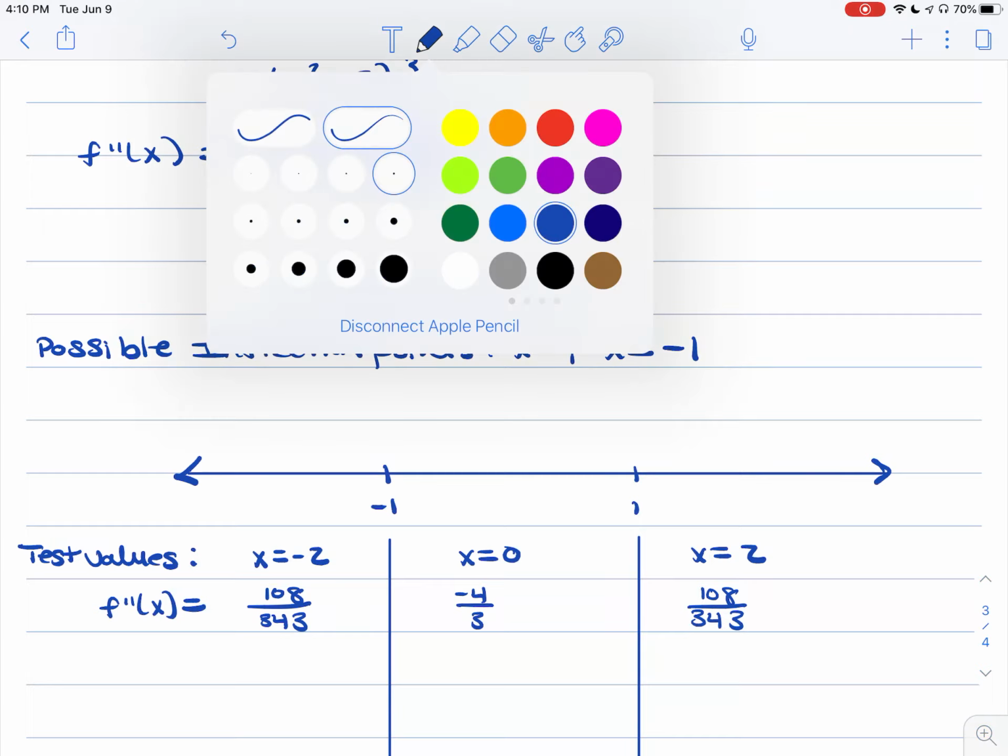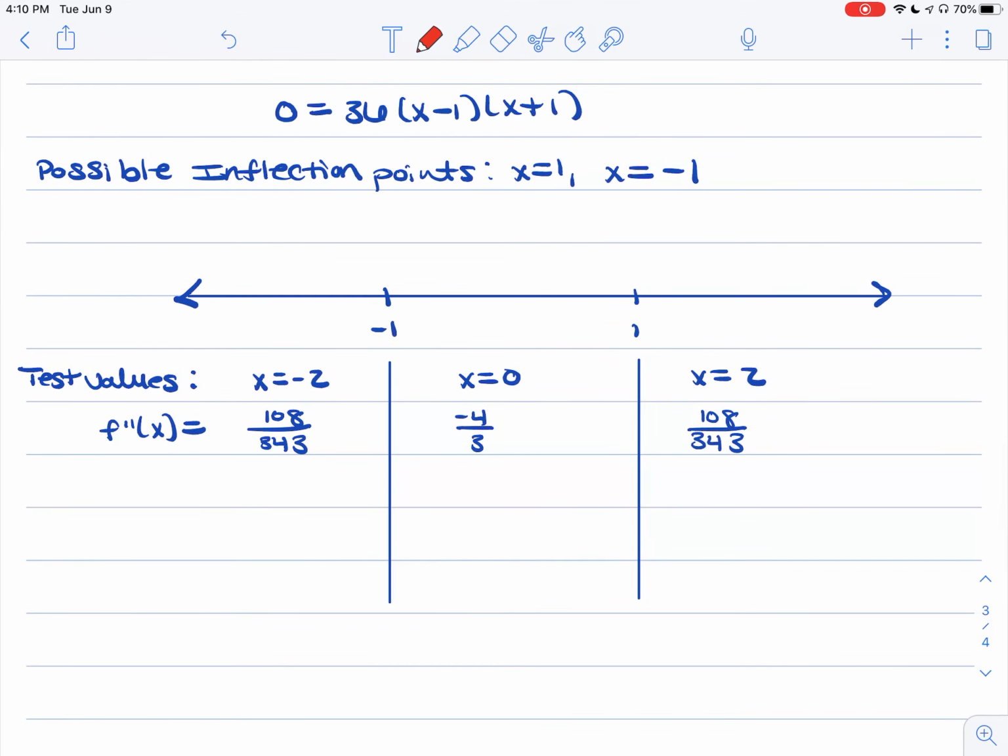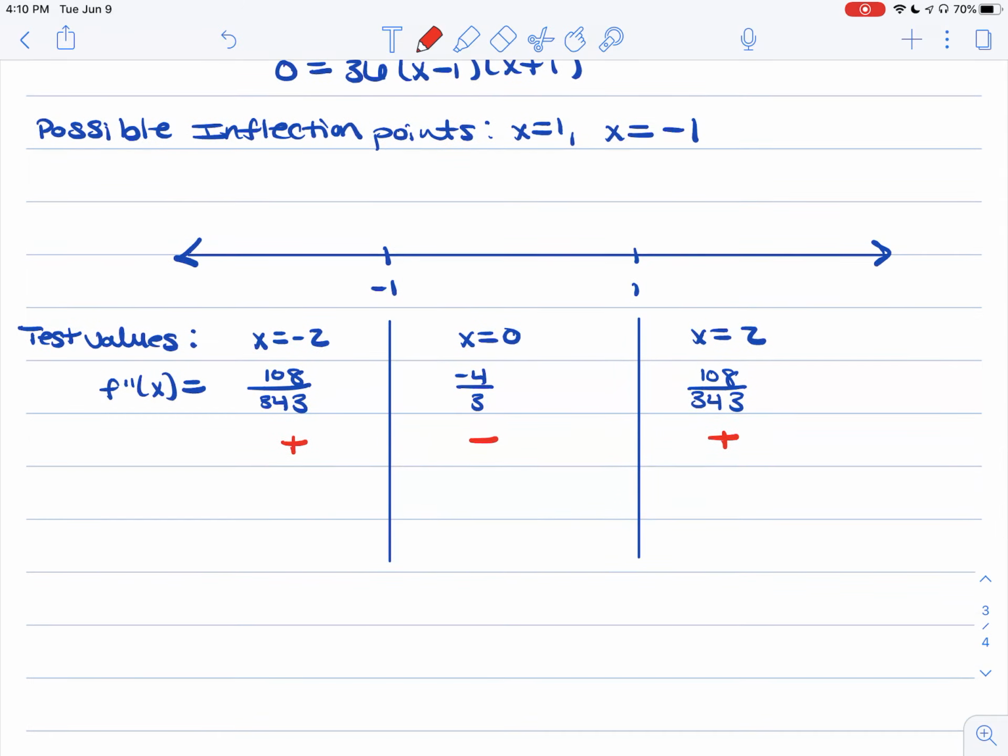Okay, so now looking at this, we can see that our intervals are positive, negative, and positive, which means our function will be concave up to the left of -1, concave down between -1 and +1, and concave up to the right of 1. So because our function is changing concavity at both of these points, these are inflection points.